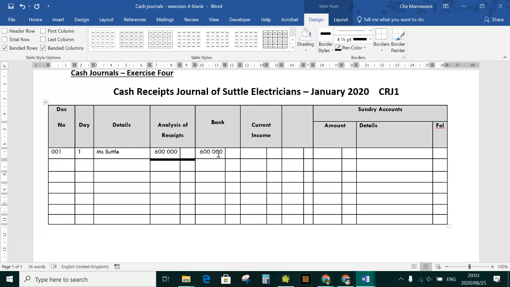What do we call it when the owner invests money in the business? Hopefully you've worked it out. It's capital. That column doesn't say capital, so we go to sundry accounts. It's 600,000, and we are recording that as capital. We then move on to the next day. We don't fill in 002. Remember with the cash receipts journal, it could be a receipt or it could be the cash register roll, CRR. So we need to check what is coming up next.